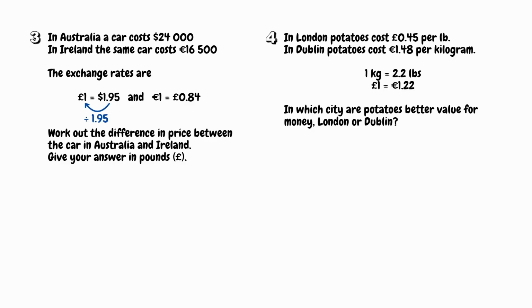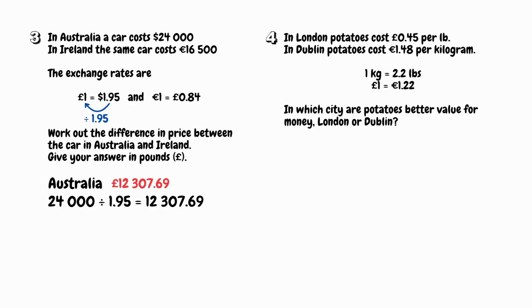So for the cost of the car in Australia, we're going to do 24,000 divided by 1.95, and that's going to give us an answer of 12,307.69. And that's what the price would be in pounds. So now we're going to find the price of the car in Ireland. So looking back at the question, in Ireland, the same car costs 16,500 euros. So now we want to get from euros to pounds. So looking at our exchange rate, we're going from left to right.